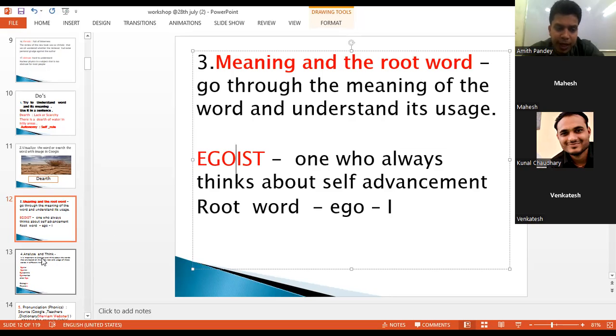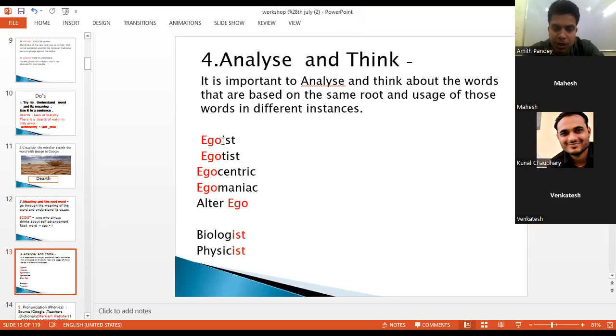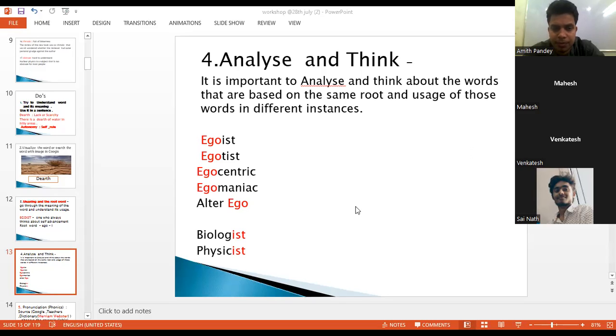On a similar note, we have other words, let me show you. On the same root word: egoist, egotist, egocentric, egomaniac, alter ego. Let's try to understand what these words are and how the root word can help us. So egoist means I plus someone expert, as we have seen. But there is something called egotist, in which we have added the so-called T, and just with the change of the T, the whole thing changes.